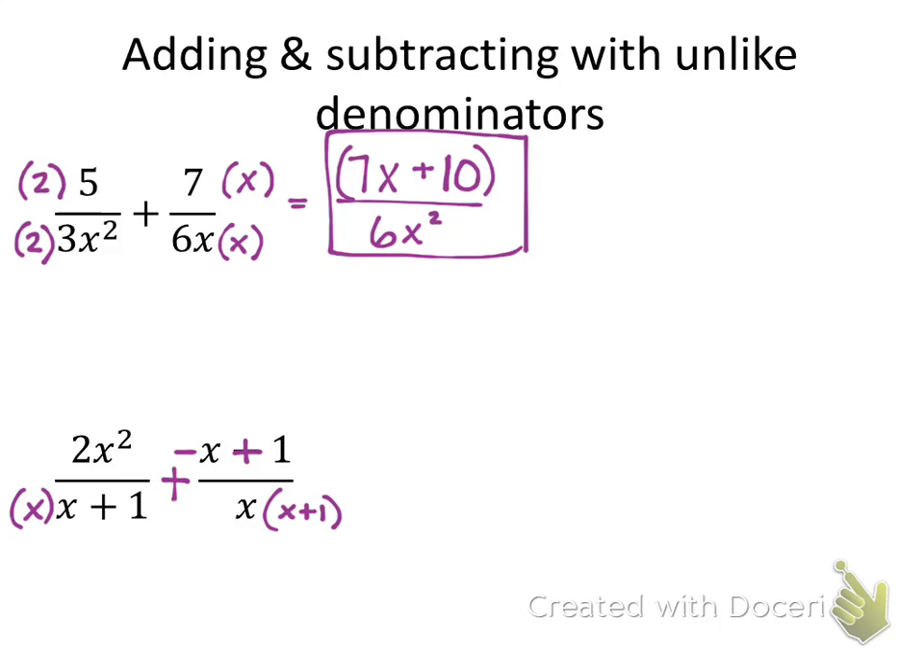Just like if I had x over 4 plus x over 5, what would be a good common denominator of 4 and 5? 20. So look, what I do is I multiply this by 5 and this by 4. Do you see how I just did that? That's the exact same thing that you're doing there. Okay?